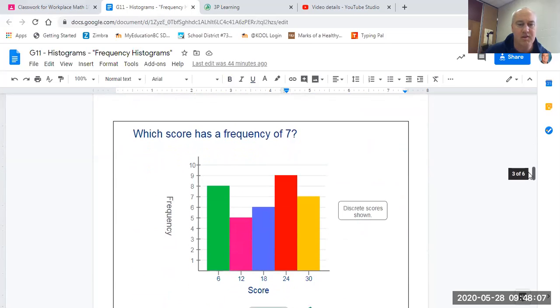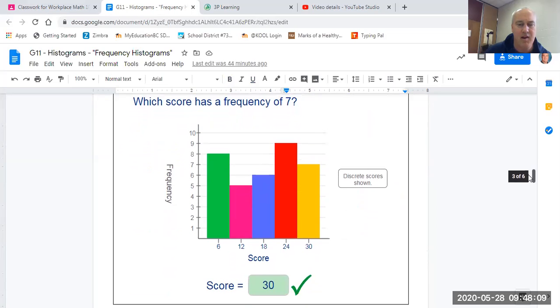So let's take a look at some examples from the Mathletics assignment. One of the Mathletics questions will be something like this. It says, which score has a frequency of 7? So basically, what we're looking at is we're seeing that this is the frequency of 7. And when we go across, which of these scores has a frequency of 7? Well, it is the one that's yellow. And so the score that represents the yellow score is 30. And that's why that is the correct answer. So I'm just going to click here and then come back to clear that off.